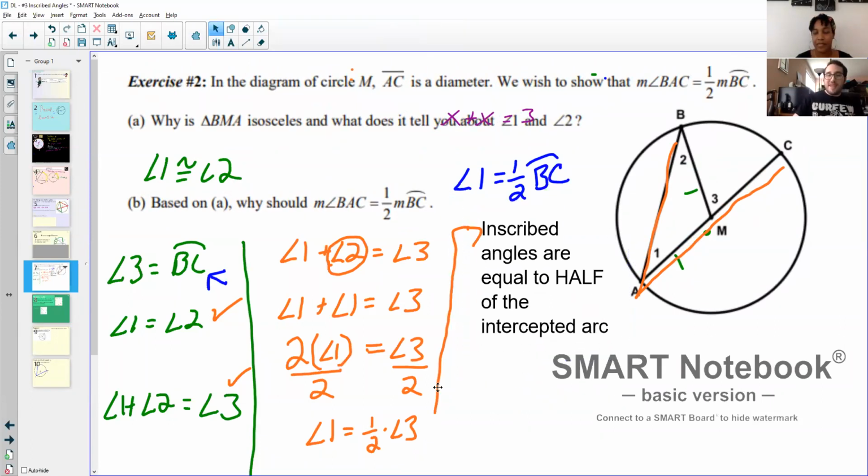We proved that if I give you, we're going to go over a few examples, but if I give you the measure of this angle, the angle is always going to be half the measure of the arc that it intercepts, which is what we have right here, that angle 1 is half the measure of arc BC. This is a proof of that. Okay. Does anyone have any questions or comments or anything that they want to say about this?